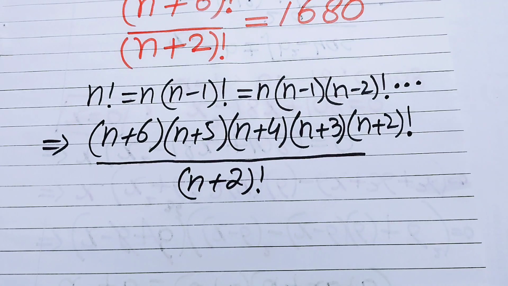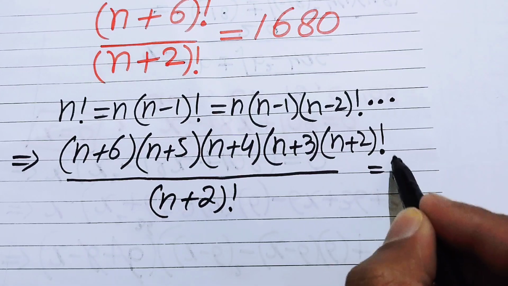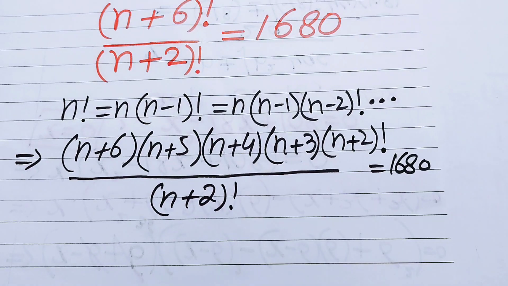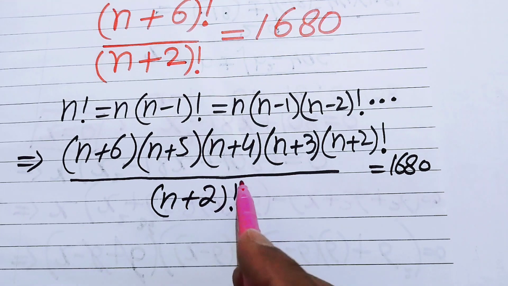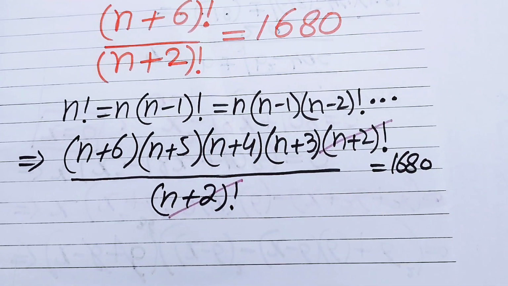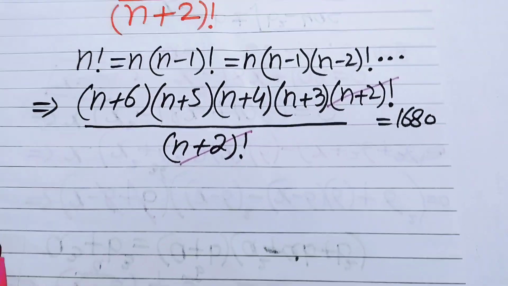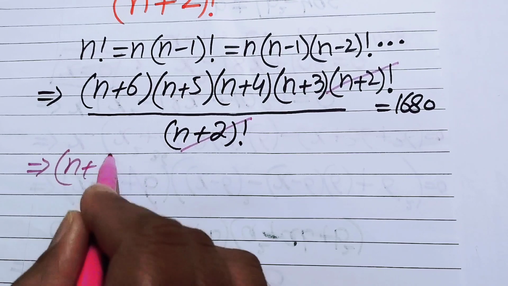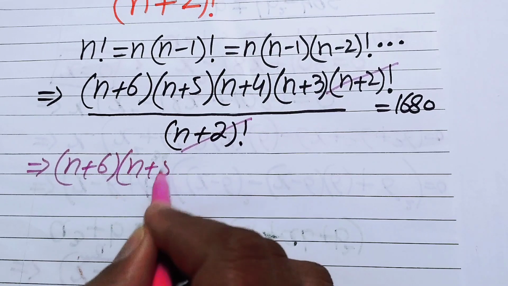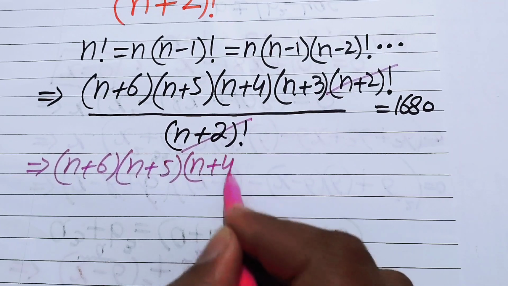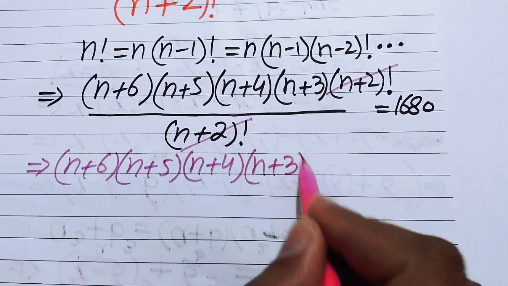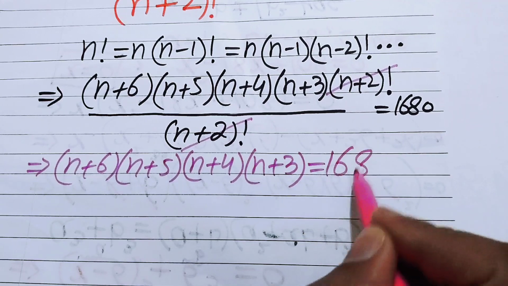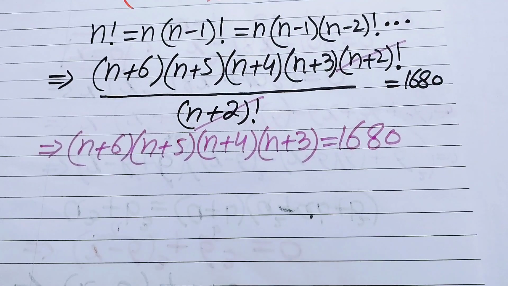So in the next step, this whole equation equals 1680. You will see here this (n+2) factorial is cancelled out by the (n+2) factorial in the denominator, and we get the terms (n+6) times (n+5) times (n+4) times (n+3) equals 1680.